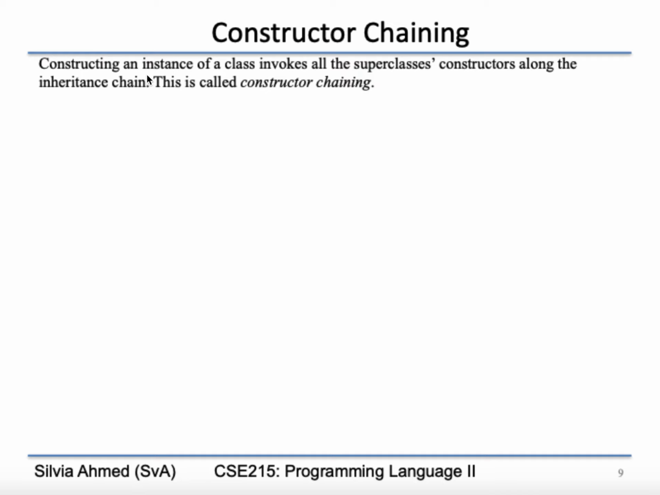Constructing an instance of a class invokes all the superclasses' constructors along the inheritance chain, and this is called constructor chaining. Meaning, if I want to construct an object of my class, it will first construct the attributes of its superclass. If that superclass is a subclass of some other superclass, it will call the constructor of its superclass. So let's look at this example.